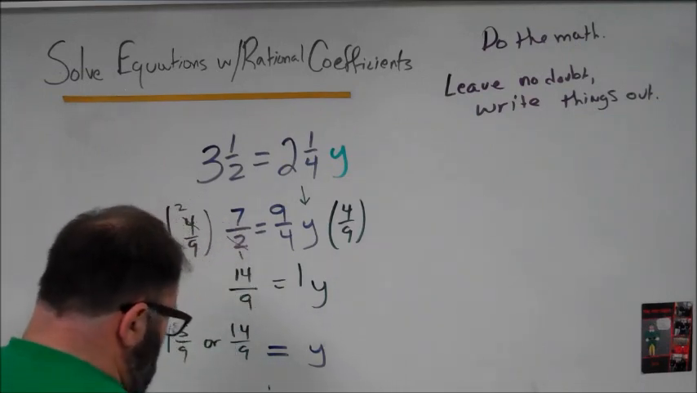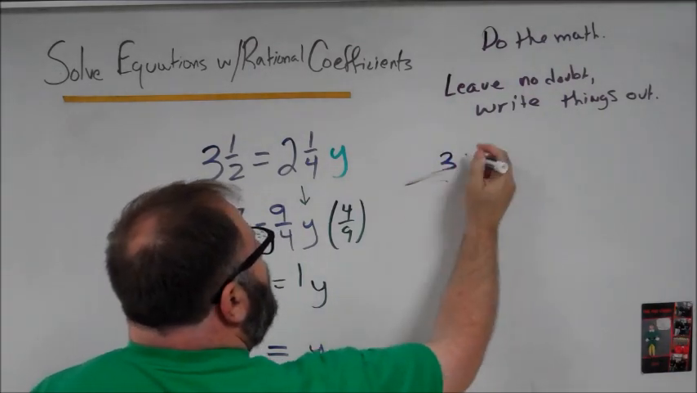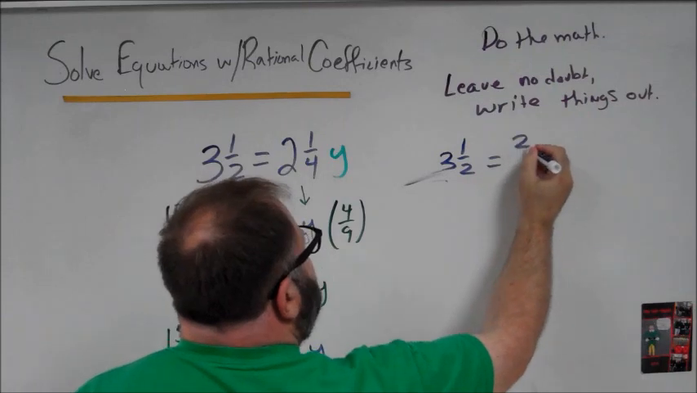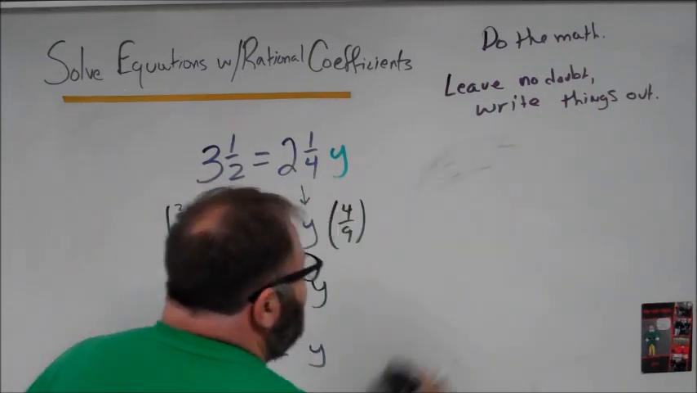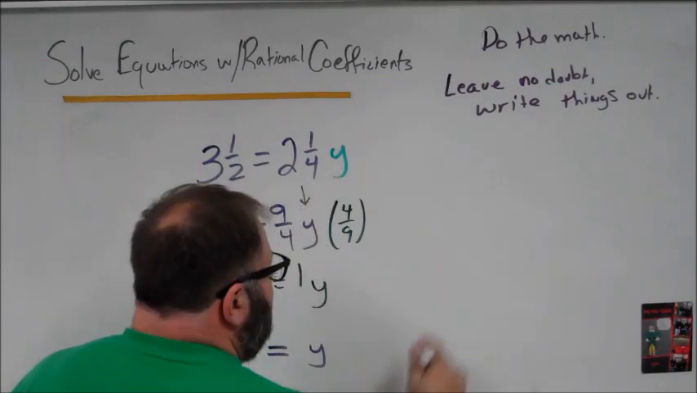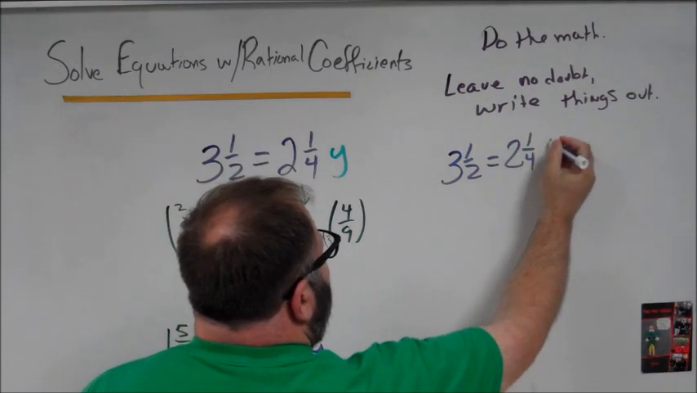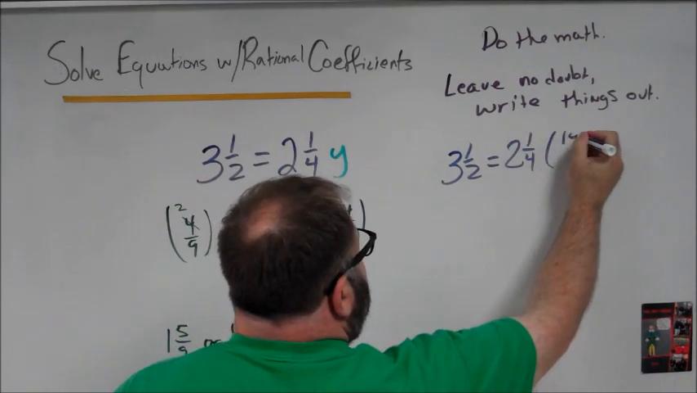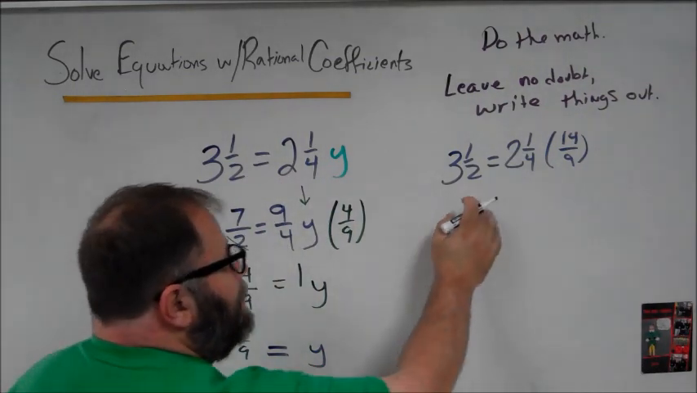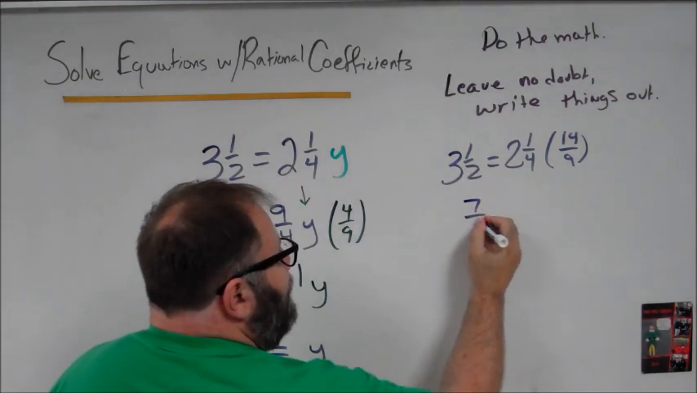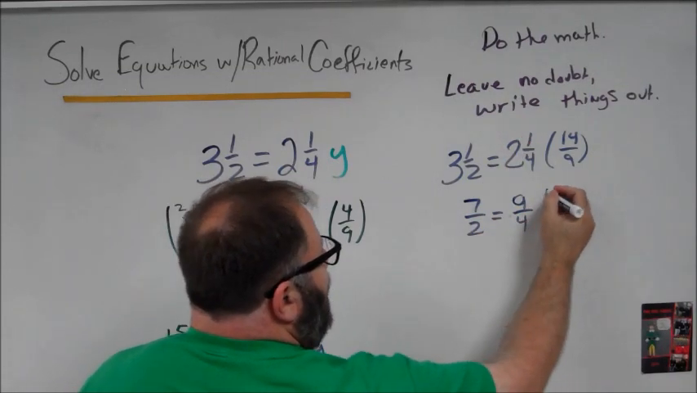That is 3 and a half equals 2. I did it again. Let me rewrite the whole thing. 3 1/2 equals 2 1/4 times 14/9. First thing, make them into improper fractions so they're easy to work with. So I've got 7/2 equals 9/4 times 14/9.